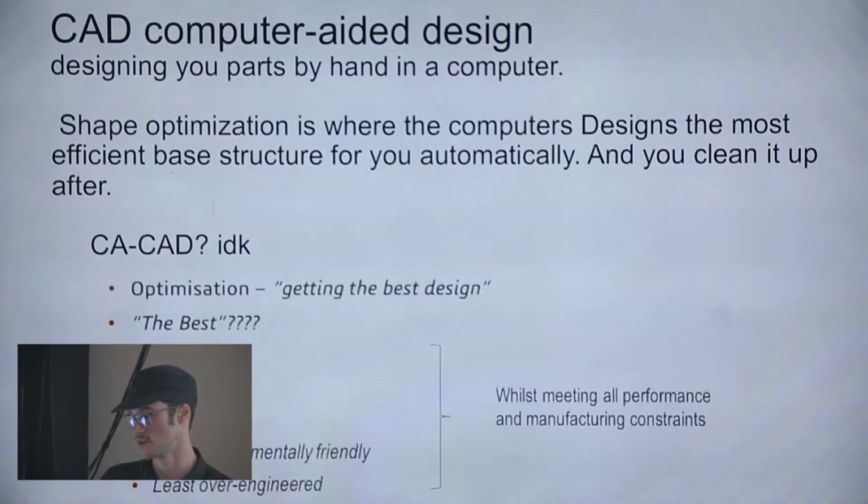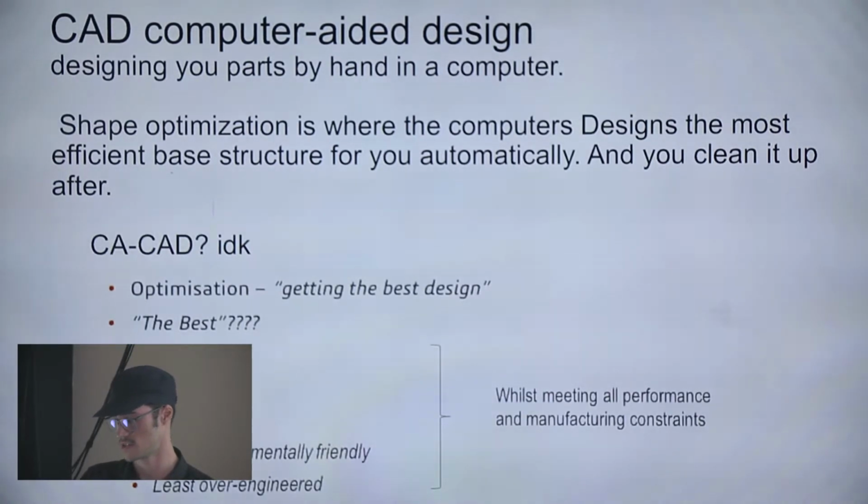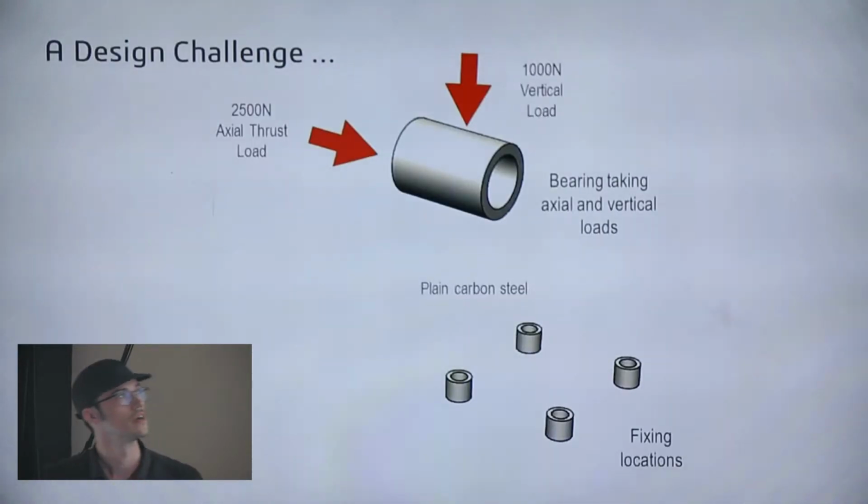I don't really know what you'd call it, but when you go to start a project, you ask yourself, what's the best way to make this? It depends on the situation. Is it the cheapest? Is it the lightest? Is it the strongest? Is it the most environmentally friendly? Least over-engineered? And also, does it meet the requirements? What is best basically changes based on what you're doing.